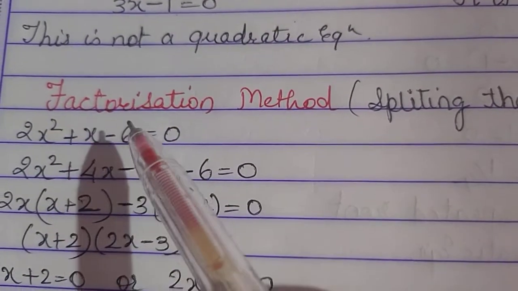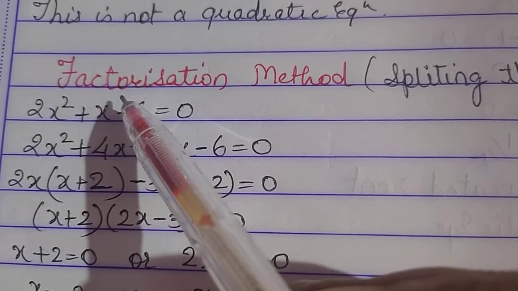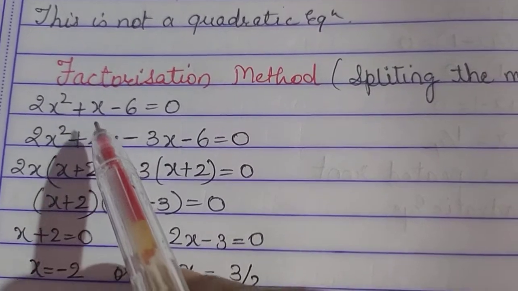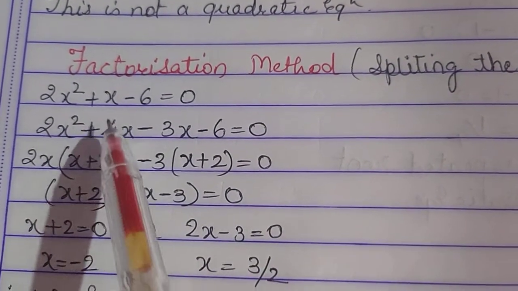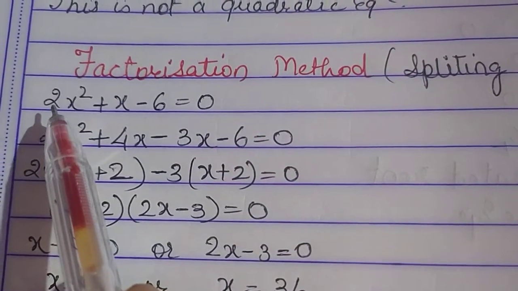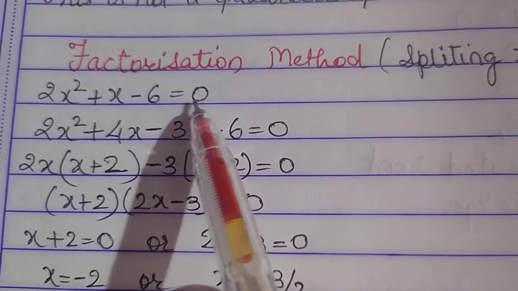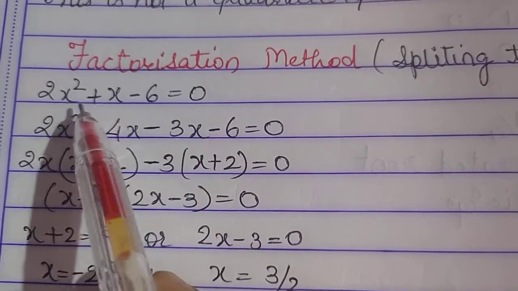Children, there are different methods of solving the quadratic equation. The simple method is the factorization method. It is also called the splitting the middle term method. Here we have to find the factors. We have to split up the middle term of the equation. So the example is 2x² + x − 6 = 0. Now we are going to solve this by using the factorization method.